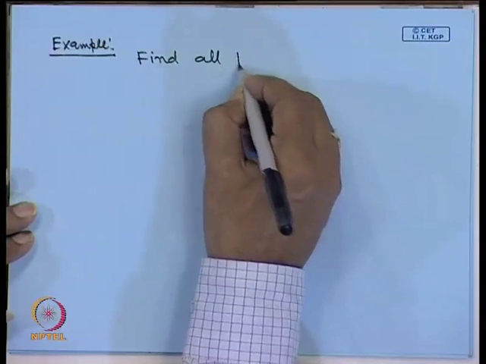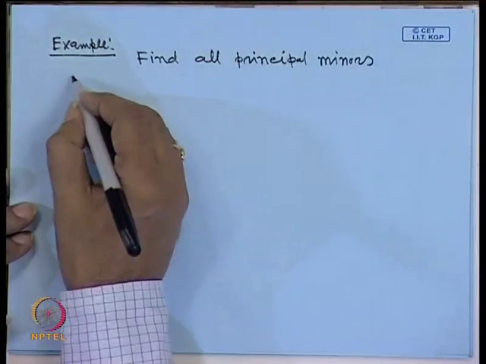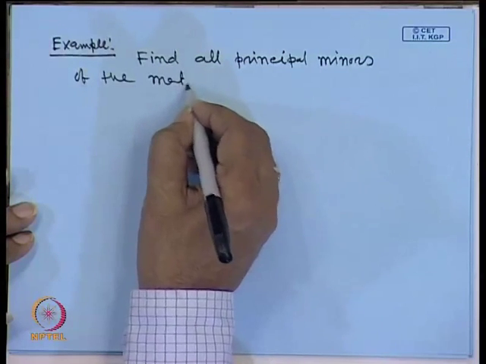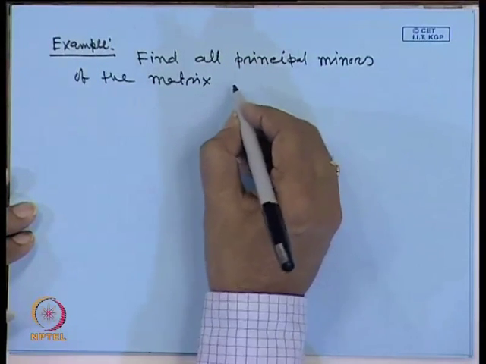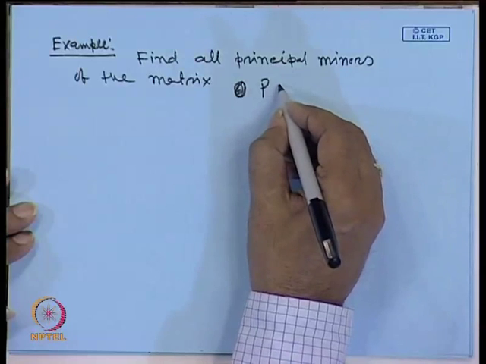So, let us explain this with an example, how we can find all principal minors of the matrix, let us call it P. Let us call that matrix 1, 2, 3, 4, 5, 6, let us call this 2, agree? 6, 7, 8, 9. But when you find the principal minors, it is not necessary that P should be a symmetric matrix.